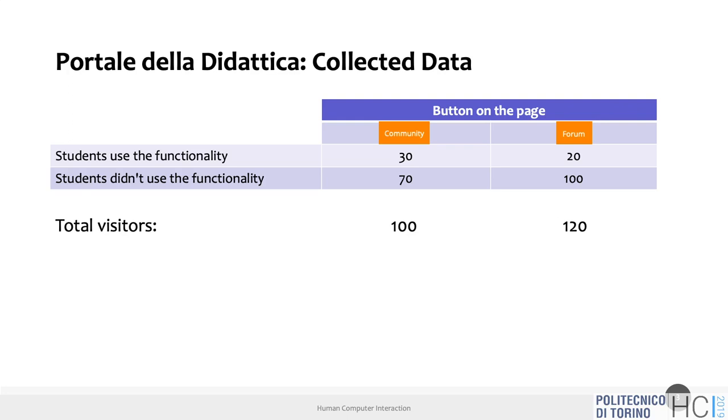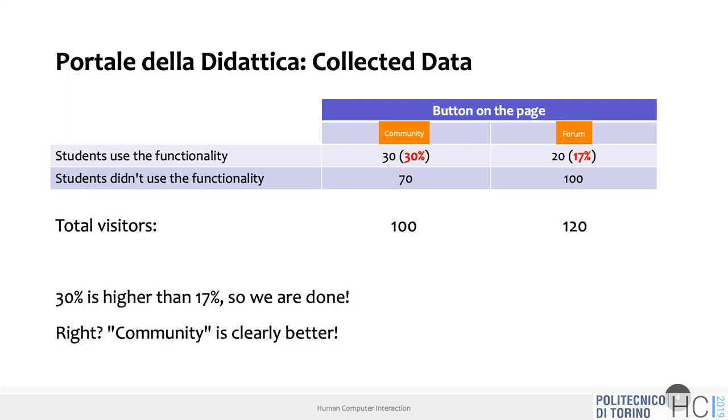How many think community is better? Yeah, almost everybody. And it seems so. Because this is 30% of the total, since it's 100 people, and this is 17% of the total. So 30% is better than 17%. So community is clearly better. We are done. Yeah, we revamped the function of the teaching portal.